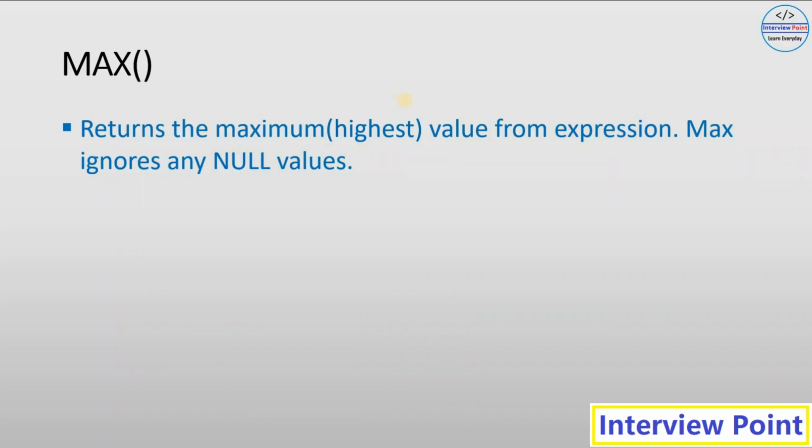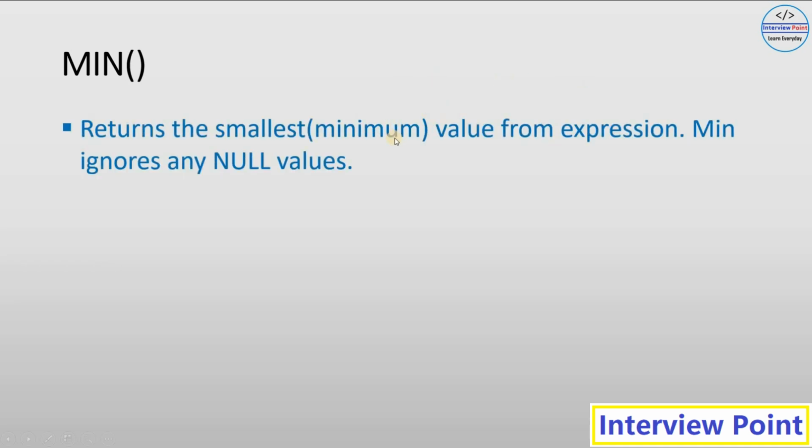Now moving to the next one, the min function. The min function is the same as the max function, but whenever we want to find out the minimum value from multiple records, at that time we will use the min function. The min function returns the smallest, or minimum, value from the expression. Min ignores any null values. It is similar to the max function in SQL Server. So let's see the example.